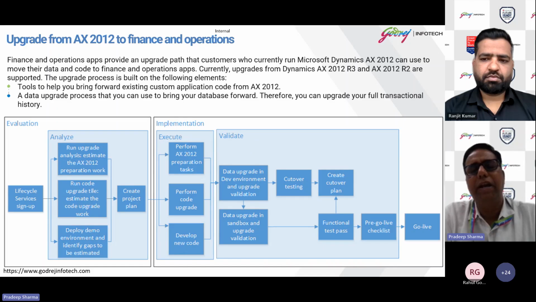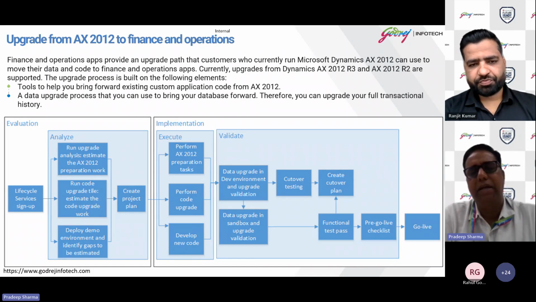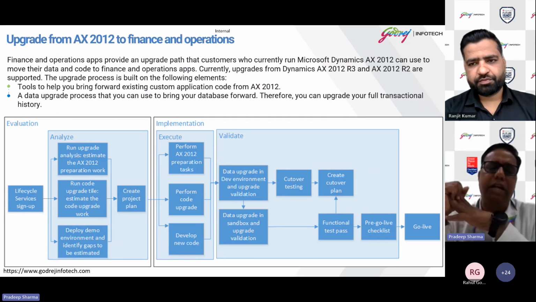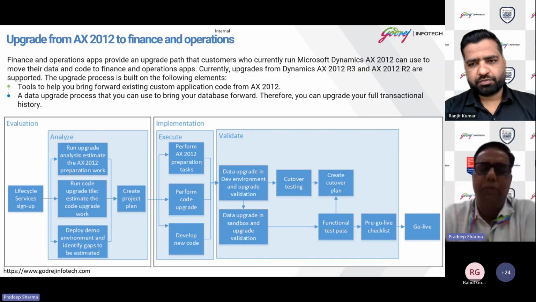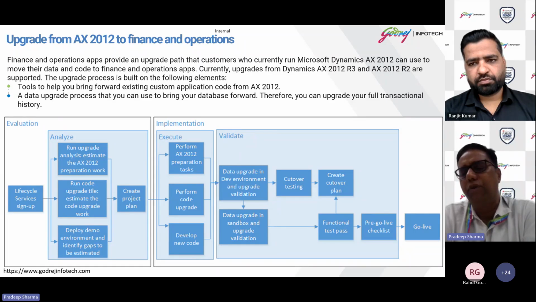And the final comes with the validations, where you go for a data upgrade in development environments, and then finally you do a data upgrade in sandbox, and finally you do all kind of testing, like it could be unit testing, it could be your functional testing. And once all testing criteria has been passed, the system is bug free and it is 100% compiled. And then further you go for a pre-go live checklist, and then you go for a go live. So this is the holistic picture of complete start to end for the upgrade approach.